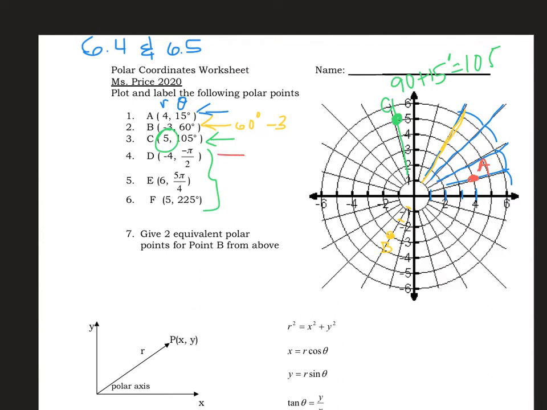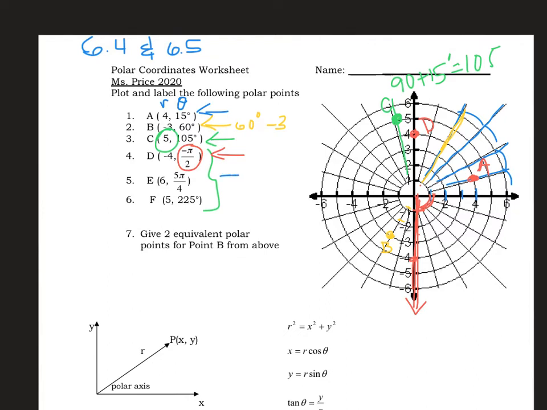Let's go ahead and do point D. So I'm going to go to negative pi over 2, which is here. Negative pi over 2 is negative 90. But then we're going to go to negative 4. So if I was going to be here, I really want to be up here because I take this degrees and I'm on this angle here, but I want to go 4 in the opposite direction so that it's negative 4. And that I would label D.